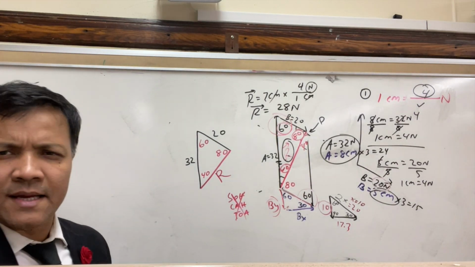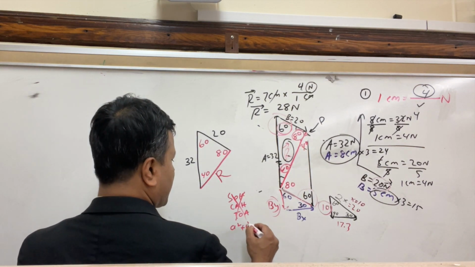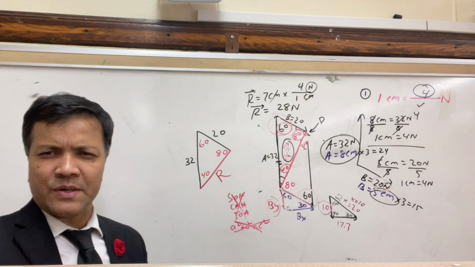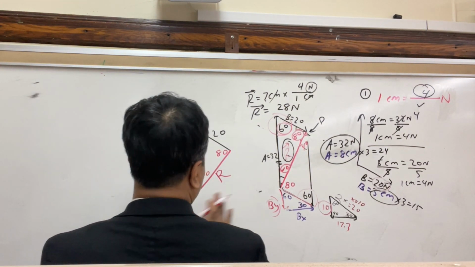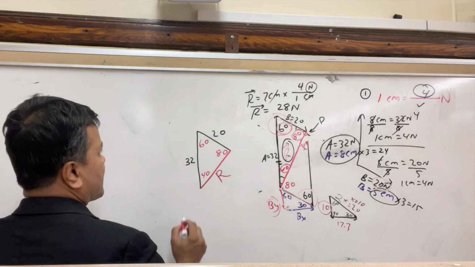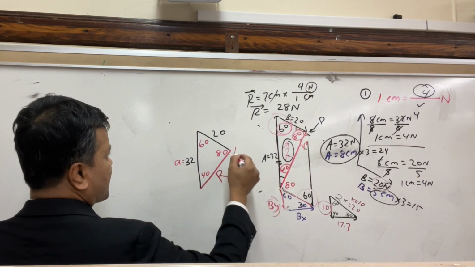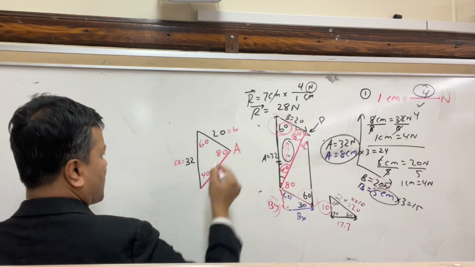This is not a right angle triangle, so you cannot use a squared plus b squared equals c squared. No Pythagorean theorem, no SOHCAHTOA. What can you use? Well, you can use the law of sines. If you call it A, you must call it A. If you call it B, you must call it B.